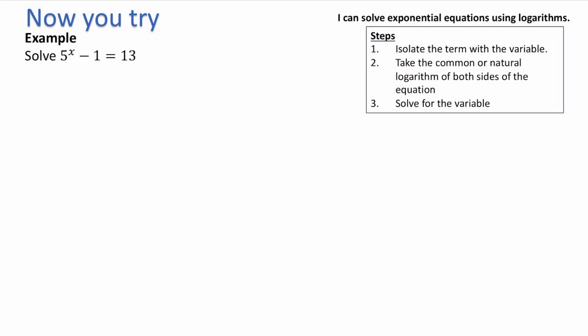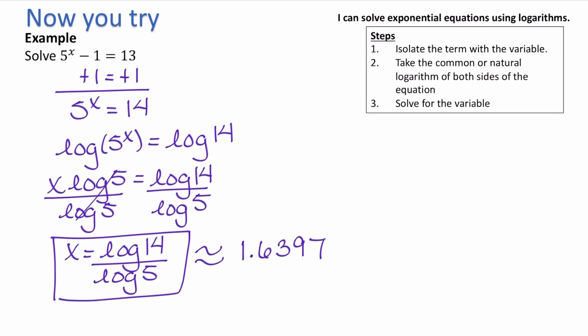So now you can pause the video and try this example on your own. So once again, we don't have the term with the variable isolated, so we need to add 1 to both sides. After we do that, we're going to take the log of both sides, and then we're going to divide both sides by the log of 5. So we have the log of 14 divided by the log of 5, which is approximately 1.6397.